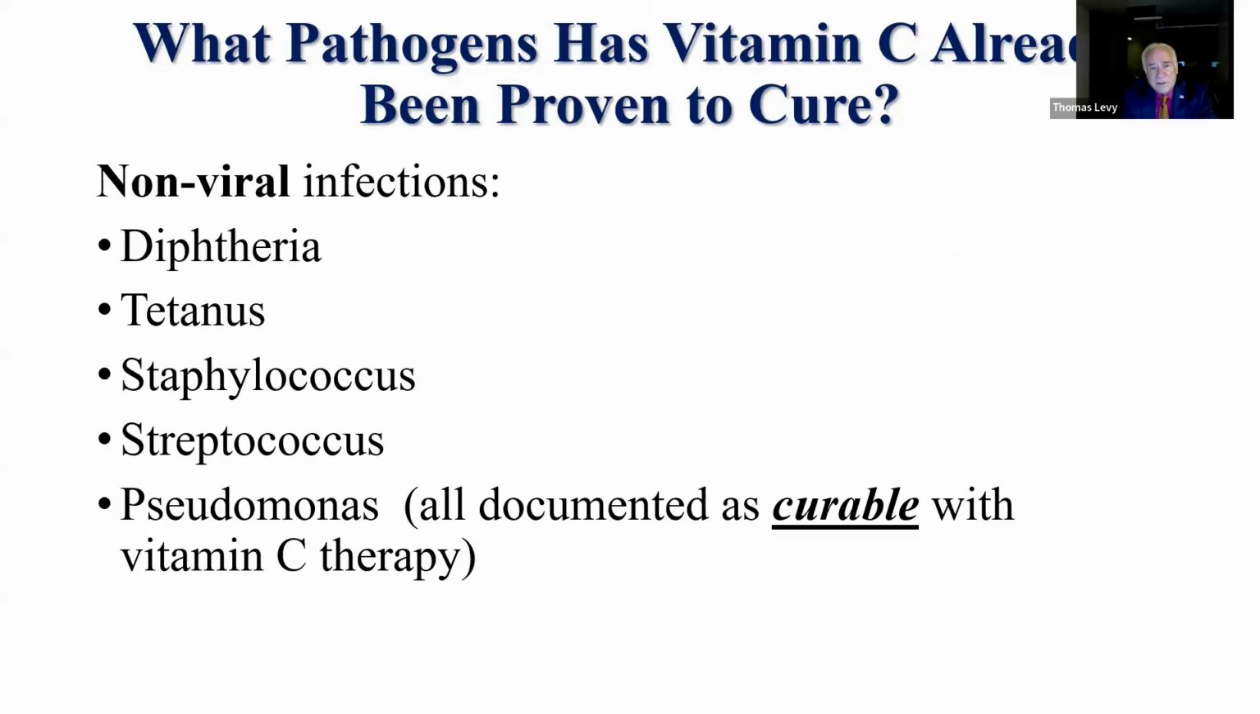What pathogens has vitamin C already proven to cure? Non-viral infections: diphtheria, tetanus, staphylococcus, streptococcus, pseudomonas. These are all classically recalcitrant and difficult infections to resolve. Yet if you aim the trigger with enough vitamin C, you will resolve them virtually every time, unless you have a severely ill patient with other complicating factors and they're close to dying when you start the therapy.